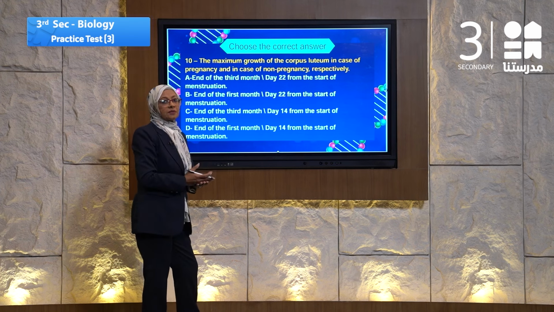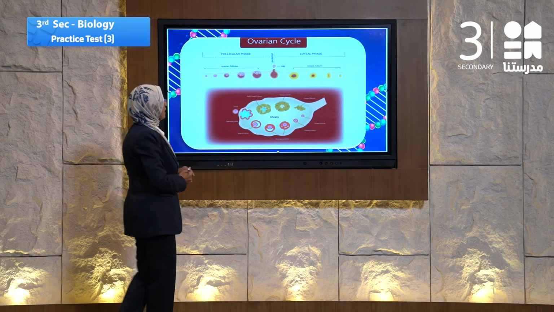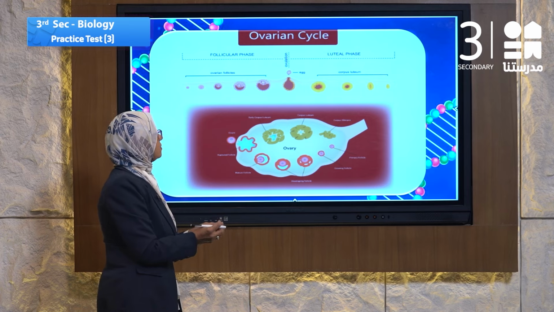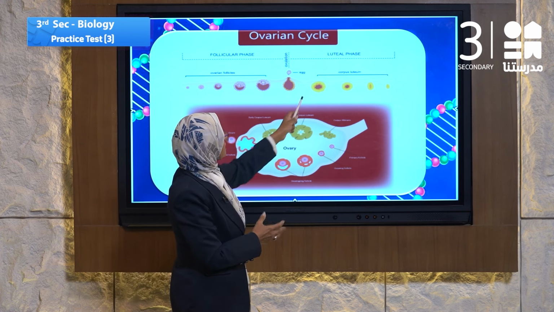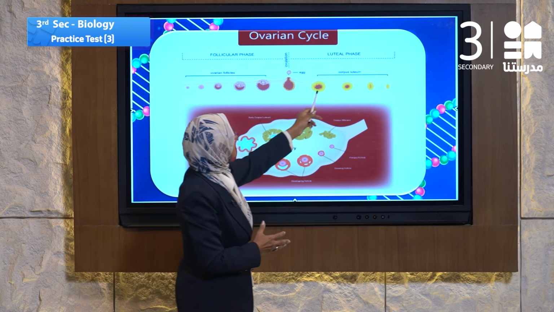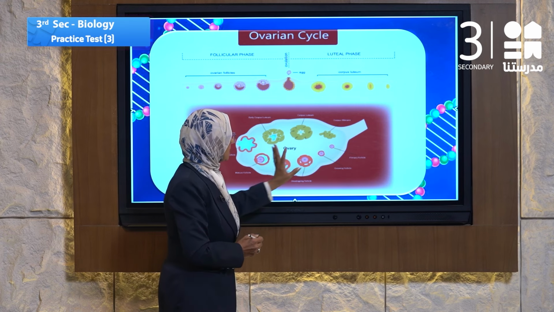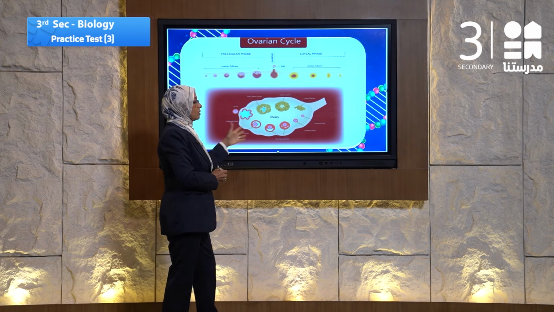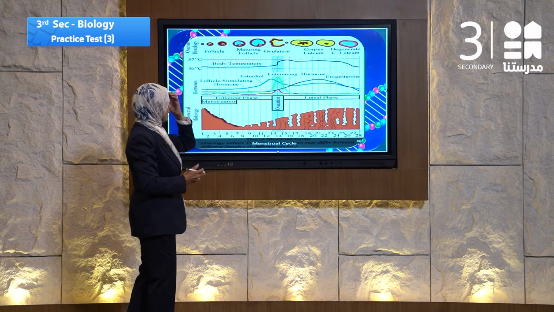The maximum growth. Let's go to the graph and see. The corpus luteum is found after the ovum goes out of the ovary. The corpus luteum is at maximum size, then decreases in size when it regenerates inside the ovary. Let's go to the corpus luteum and the hormones.